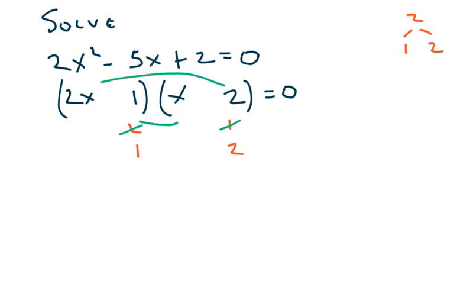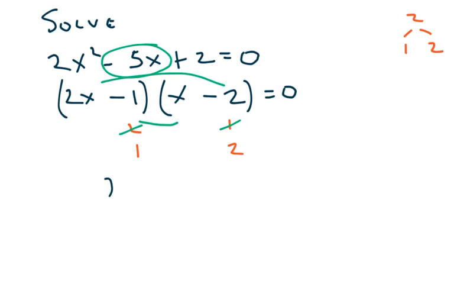I need a minus 5x here, look. Minus 5x. So therefore, I'm going to have a minus 1 and a minus 2. Minus 1 multiplied by minus 2 gives me plus 2. 2x multiplied by minus 2 gives me minus 4x. And minus 1 multiplied by x gives me minus x. So minus 4x and minus x is minus 5x, which is what we got.